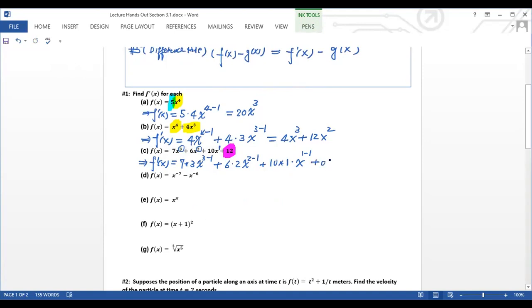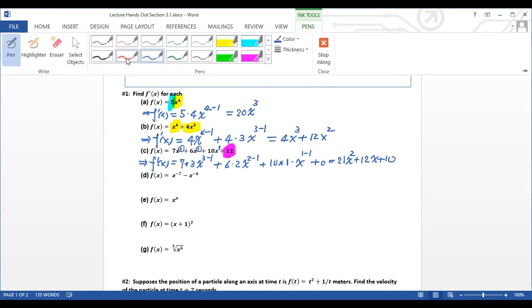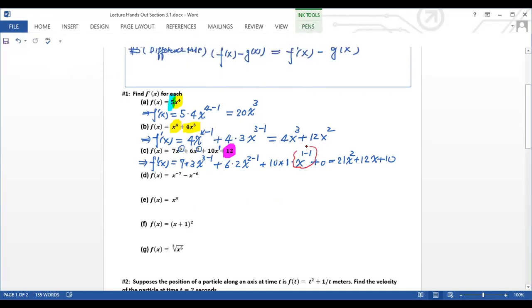Okay, now let's try to simplify. 7 times 3 is 21x squared. 6 times 2 is 12x and plus 10, right? So what is this term here? This is x to the what? This is x to the 0 term. So what is x to the 0? It's 1, right? So that's why I just have 10 left here.